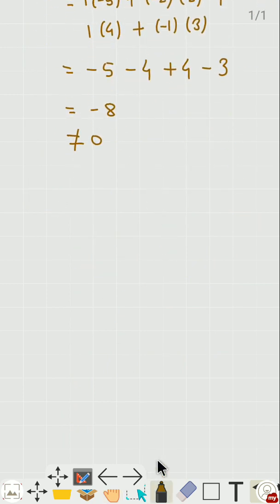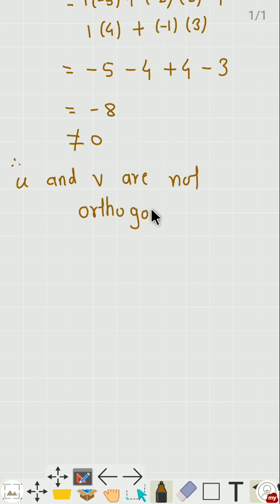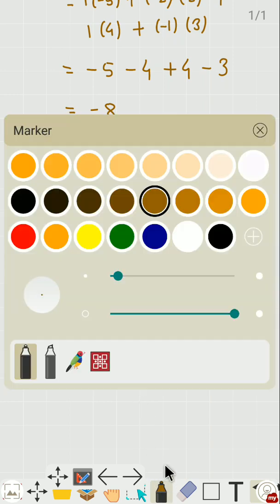U and v are not orthogonal. Okay, now last is the third case.